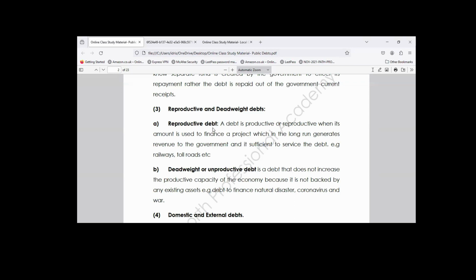What is reproductive debt? Reproductive debt is a debt borrowed by government that is used to finance long-run revenue generating projects, and its repayment is made from the revenue generated. Reproductive debt means when government borrowed money to finance an event that will generate revenue for them. Government borrowed money to construct railway system. At the end of the day, the railway is going to generate revenue.